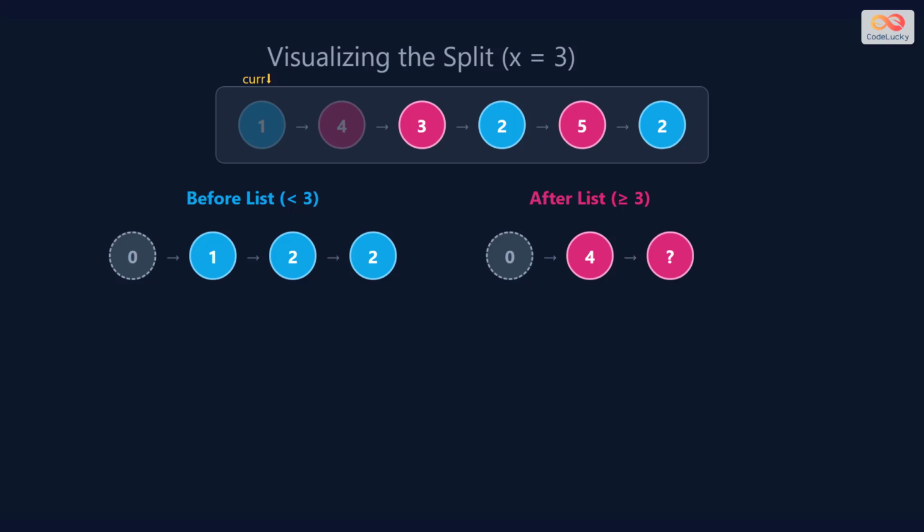Here is how that looks in action. As we move through the input, the small nodes like 1 and 2 are chained onto the blue before list. The larger nodes like 4 and 3 are chained onto the pink after list. We are not creating new nodes, just redirecting the pointers.